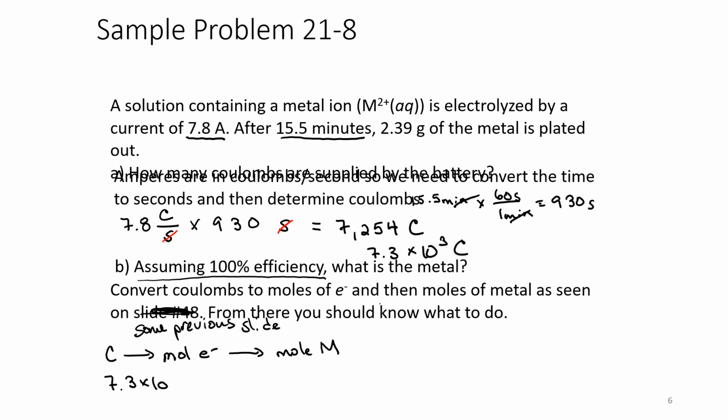7.3 times 10 to the third coulombs. If I want moles of electrons, I'm going to say that there is 1 mole of electrons per, all right, we are going to use our Faraday constant, right? Our 96,480 coulombs.